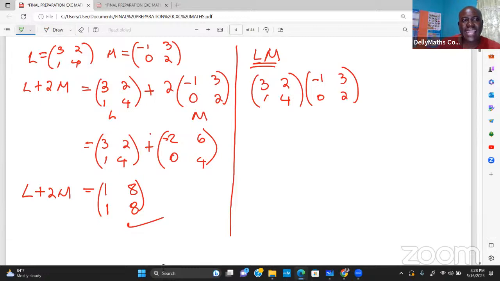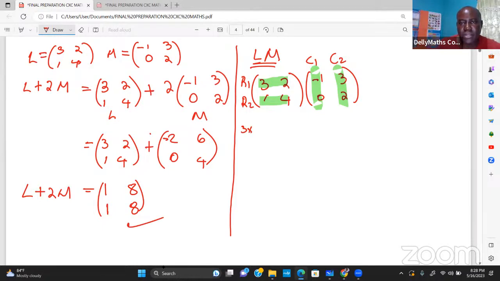I'll just highlight an idea here. When you multiply, it's going to be rows by columns. So let me make a quick note: row 1 at the top, row 2 at the bottom, column 1, column 2. What will I be doing? Row 1 times column 1, then row 1 times column 2, then row 2 times column 1, row 2 times column 2.